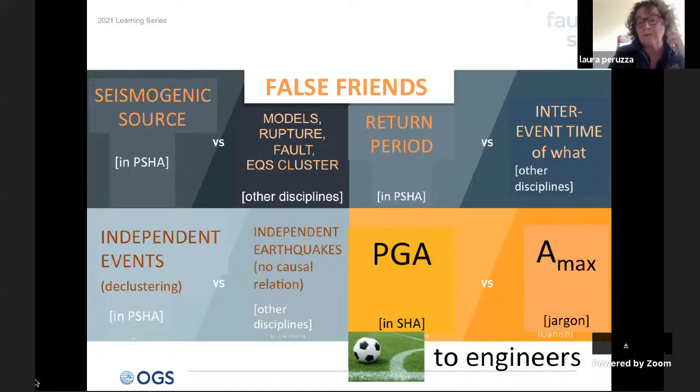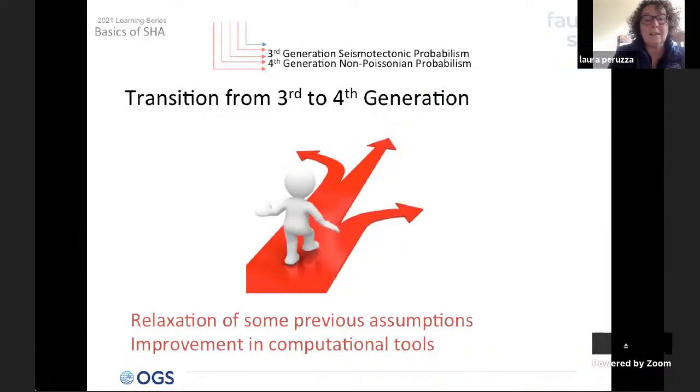particular of the Italian language, but I would like to give the floor to some engineers to face these possible false friends in a future lecture for the learning series. So we can solve in some way the problems of false friends.